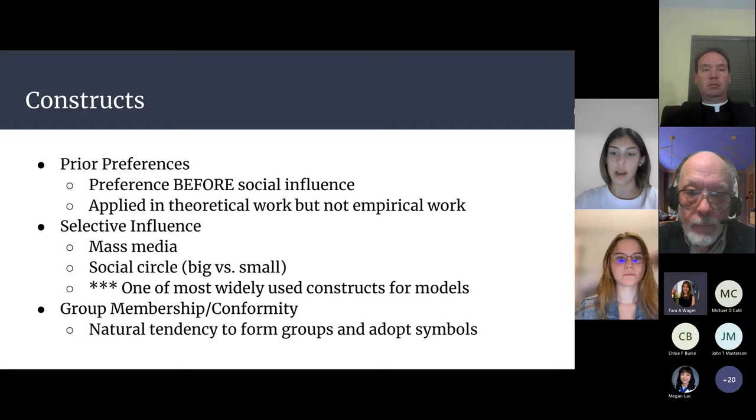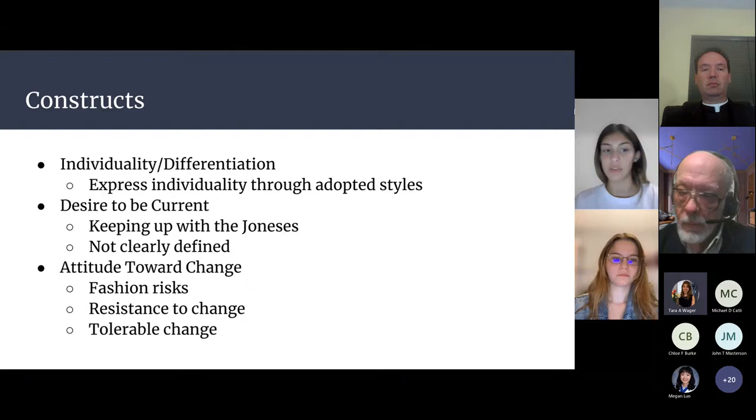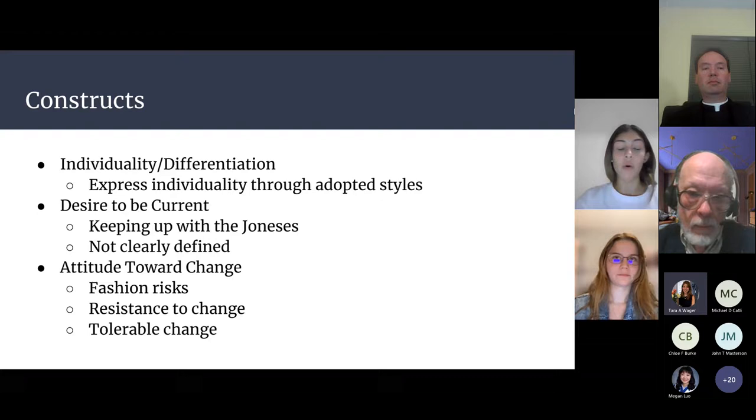Individuality and differentiation. This is just expressing your individuality through an adopted fashion trend. So you might wear something that's trending, but you're going to make it your own. Desire to be current. I put keeping up with the Joneses because this is just keeping up with whatever's hot in the moment. And then lastly, we have attitude toward change. So this is people who resist fashion trends, people who might not tolerate the new trends enough to participate in them, or taking fashion risks and stepping outside your comfort zone.